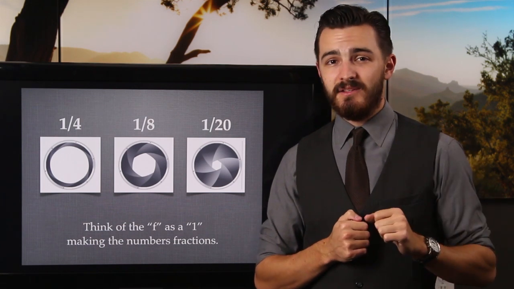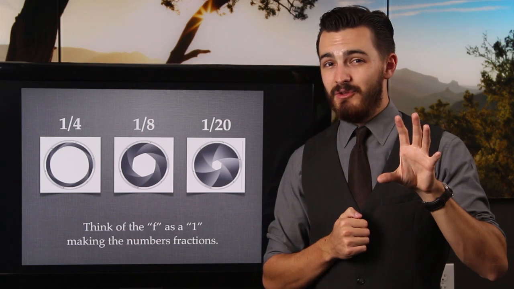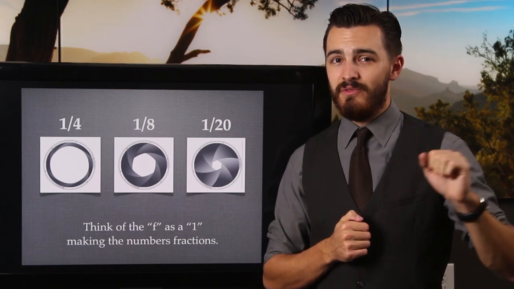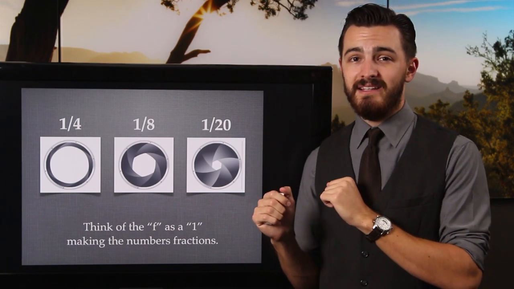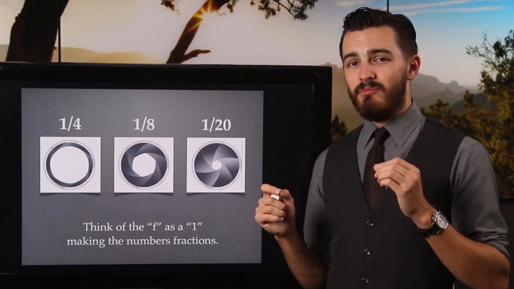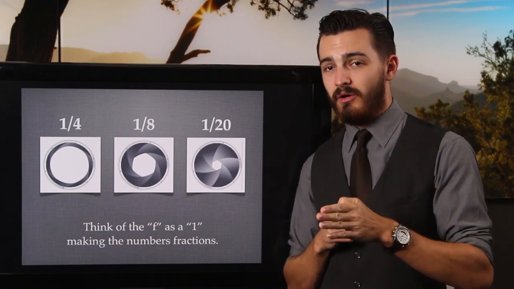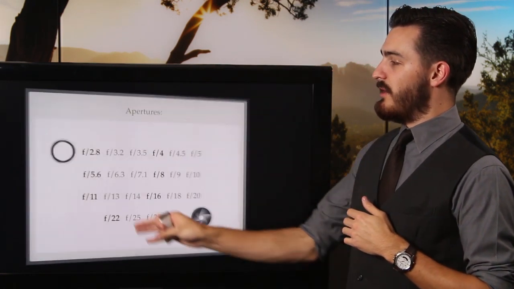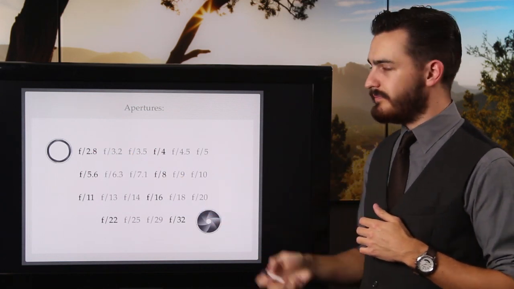Now that's just some fun facts for you math geeks out there, but if that's just confusing to you, don't worry. You don't need to know that formula or anything, but just keep in mind that the bigger numbers are the smaller openings because the f number is actually a fraction, f divided by a number. So that's why we have wide to narrow, small number to big number.